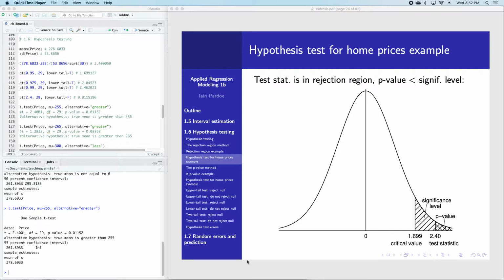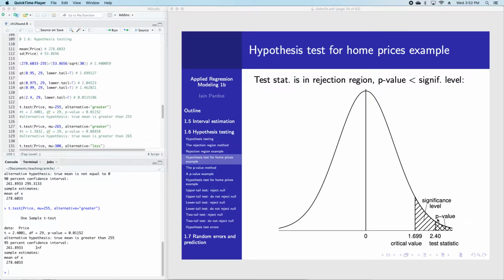In the last video, I went over how to conduct an upper tail hypothesis test using the rejection region method, and we finished up with this picture here showing the critical value, which for a 5% significance level test is the 95th percentile, and then our test statistic in this example lying inside the rejection region to the right of the critical value. And that led us to reject the null hypothesis in favor of the alternative hypothesis.